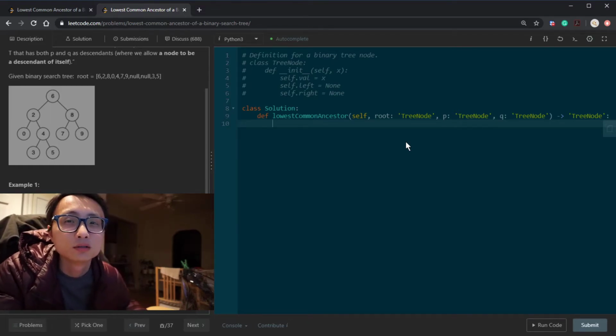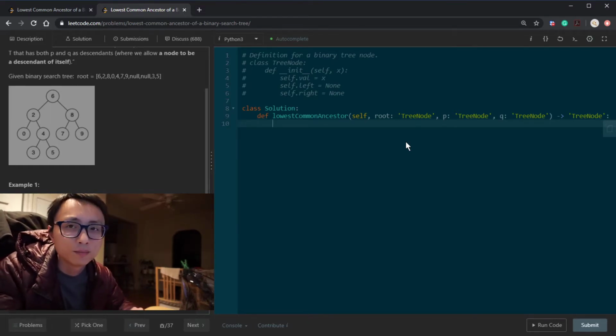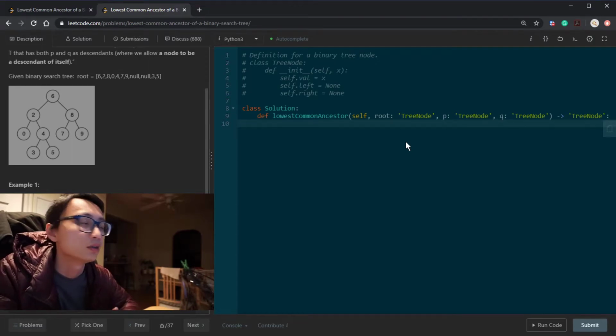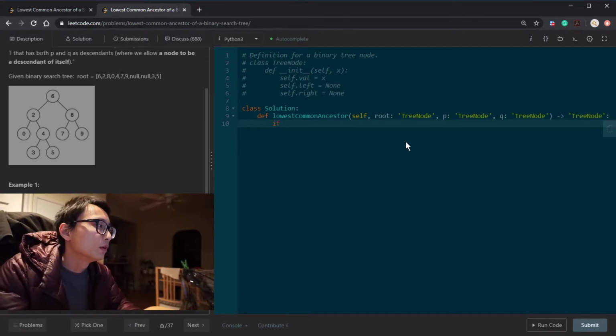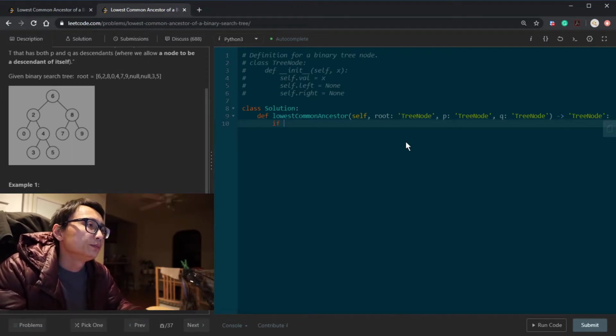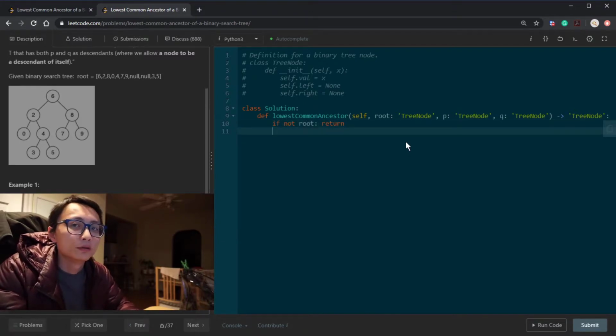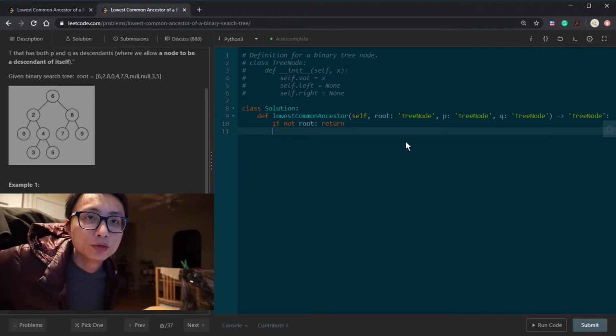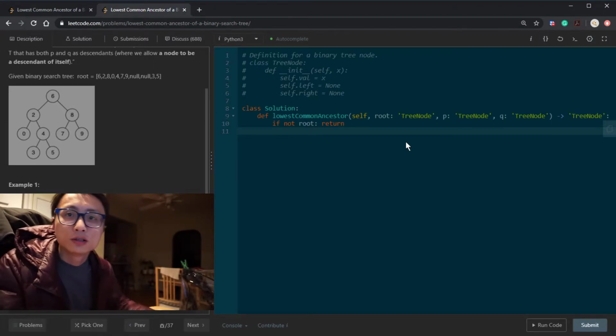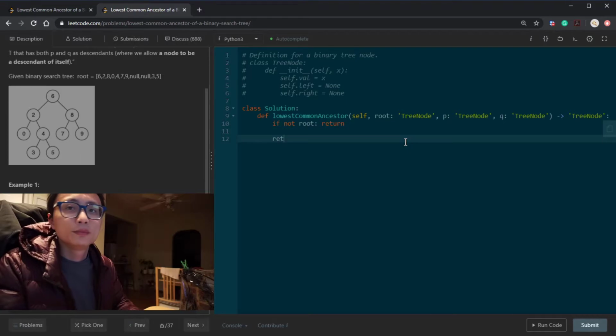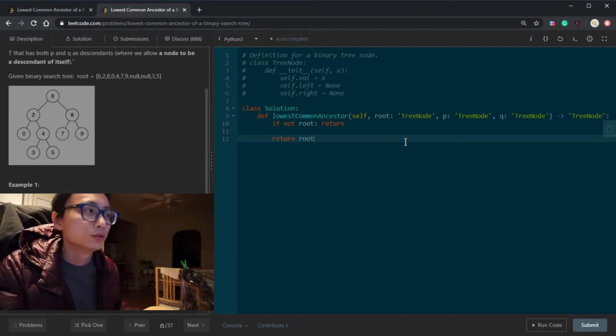You can convert it to iterative with a little bit more work, and not so much in this question, but for the next one, the iterative version is going to be difficult. So let's code. If we don't have any root, we just return. That's handling edge cases. Otherwise, we still want to return the root.